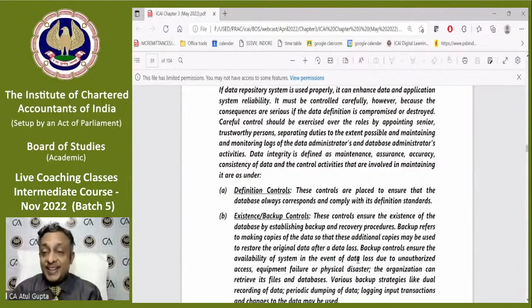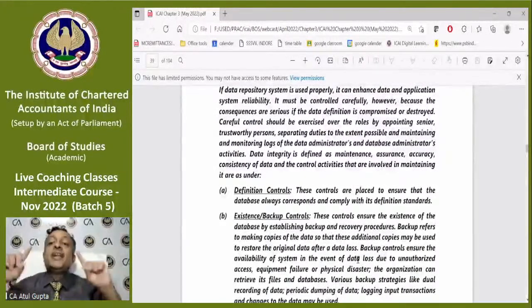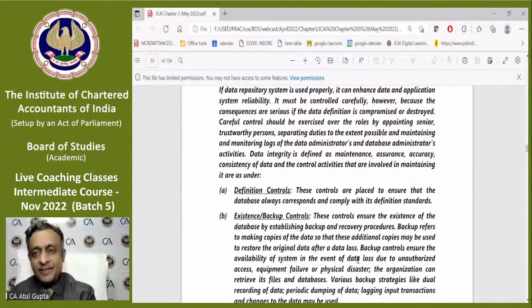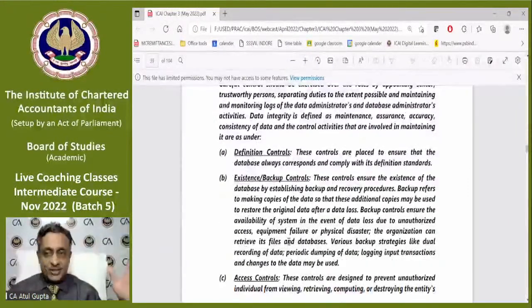So if it is working like this, if my year is YY, when 99 is changing the century to 2000, 1999 will convert to 2000, but the system will say 00. 00 will not be 2000, it will be 1900. So that is why 4 digits for year. That is definition control. Then we have talked about backups.